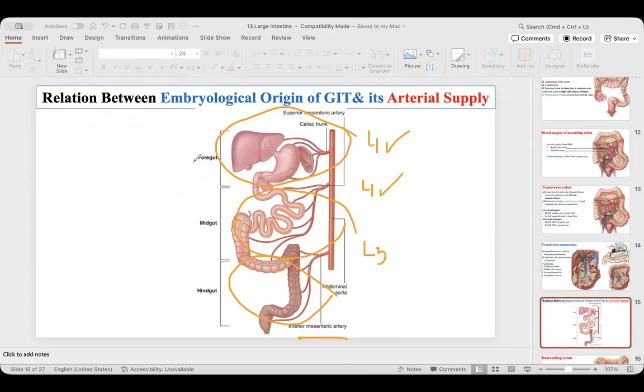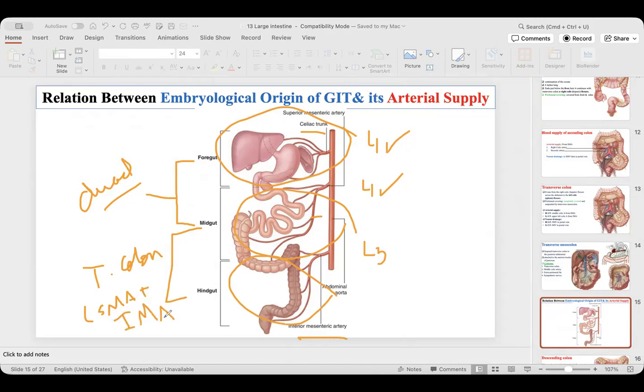What are the organs supplied originating from foregut and midgut? Duodenum. So the artery of the duodenum will be both celiac and SEMA, superior mesenteric. Okay, what is the organ originating from the midgut and the hindgut? Transverse colon. So the transverse colon is supplied by SEMA, superior mesenteric artery, plus EMA, inferior mesenteric artery.